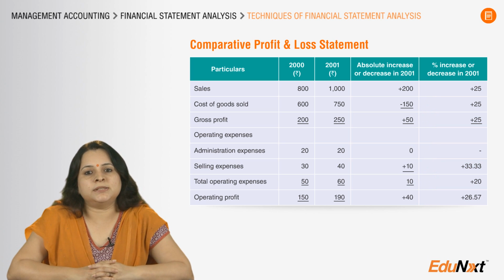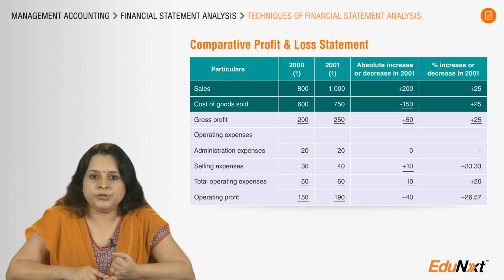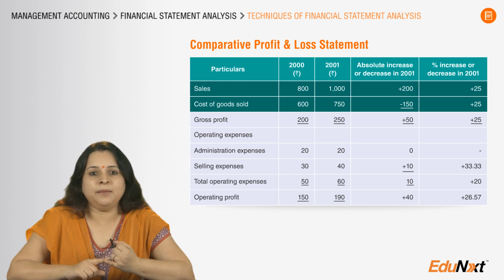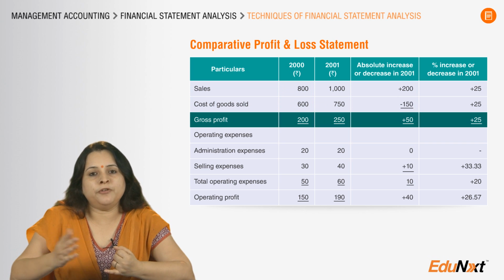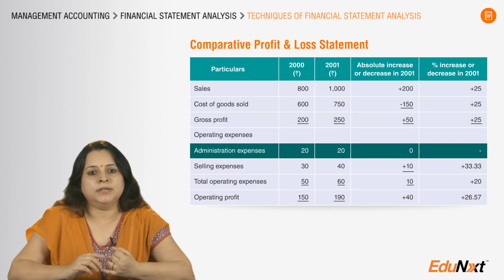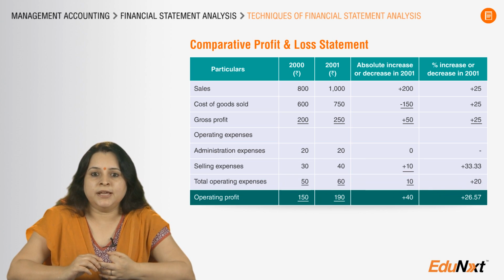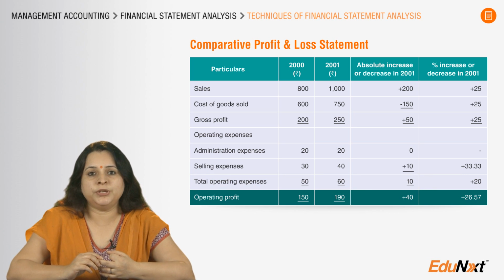So, by looking at this comparative profit and loss statement, we can conclude the following. First, sales and cost of goods sold have increased by the same percentage. So, gross profit has also increased by the same percentage point. Second, there is no increase in administration expenses, but selling expenses have increased by 33% or 1/3. Operating profit has increased by 26.57% in the last 2 years.